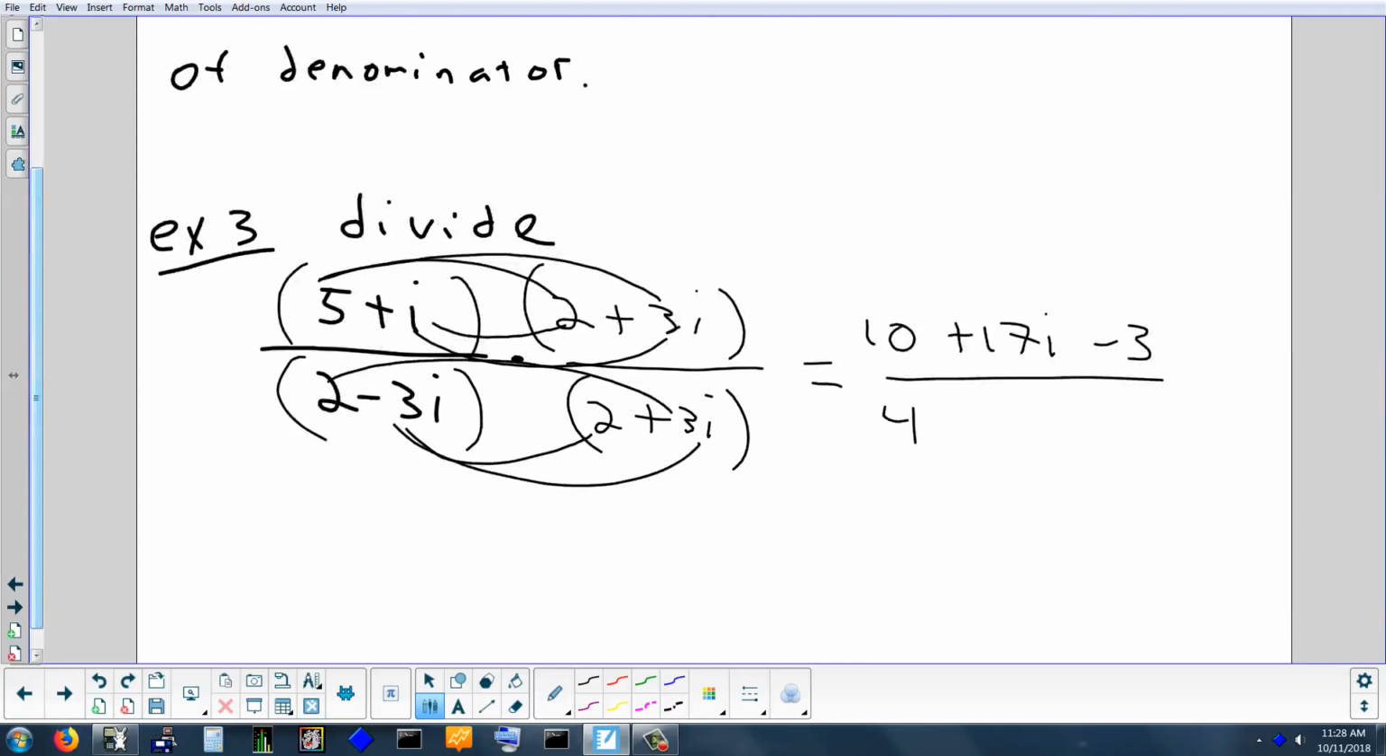Now I've got negative 3i times positive 3i. Well, negative times positive is negative. 3 times 3 is 9. i times i is i squared. So in the top, I'm going to get 7 plus 17i.